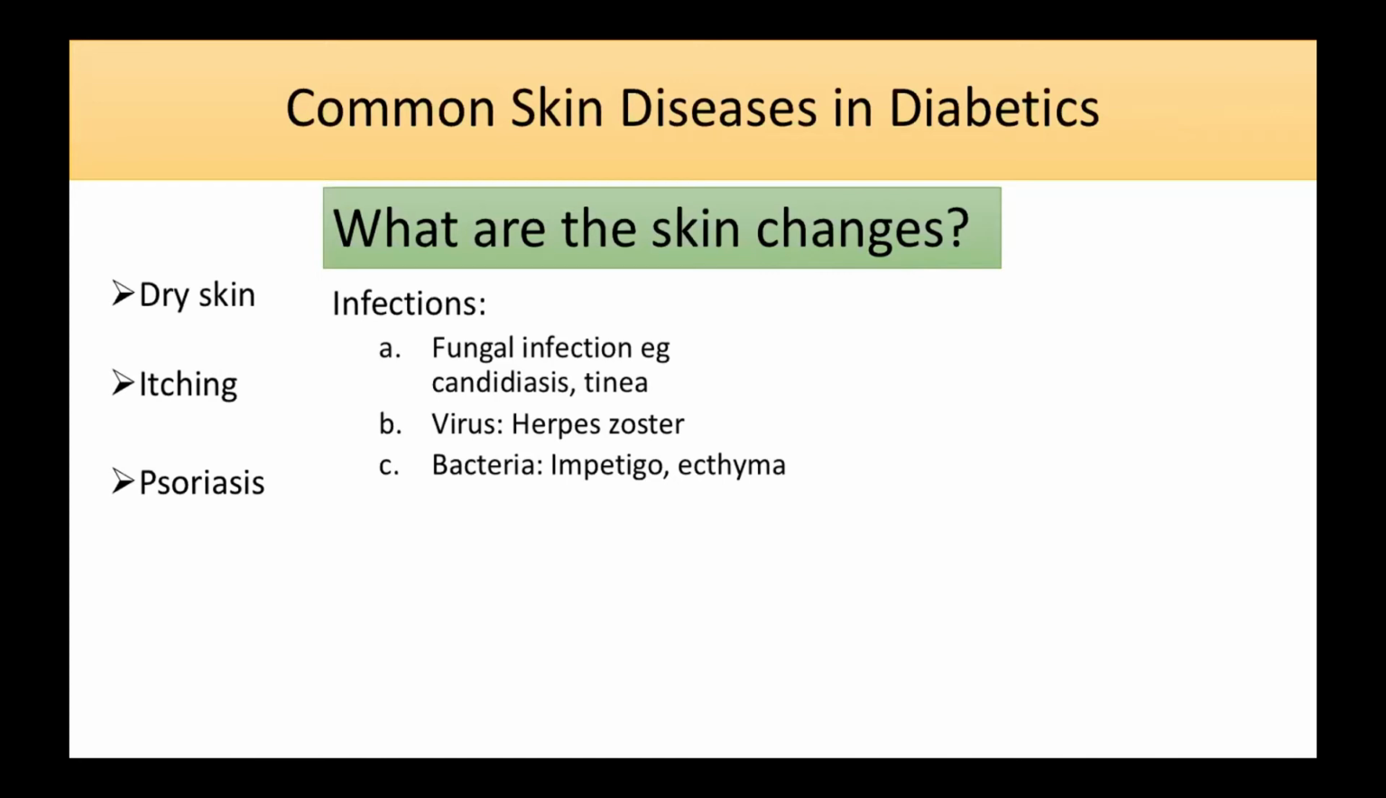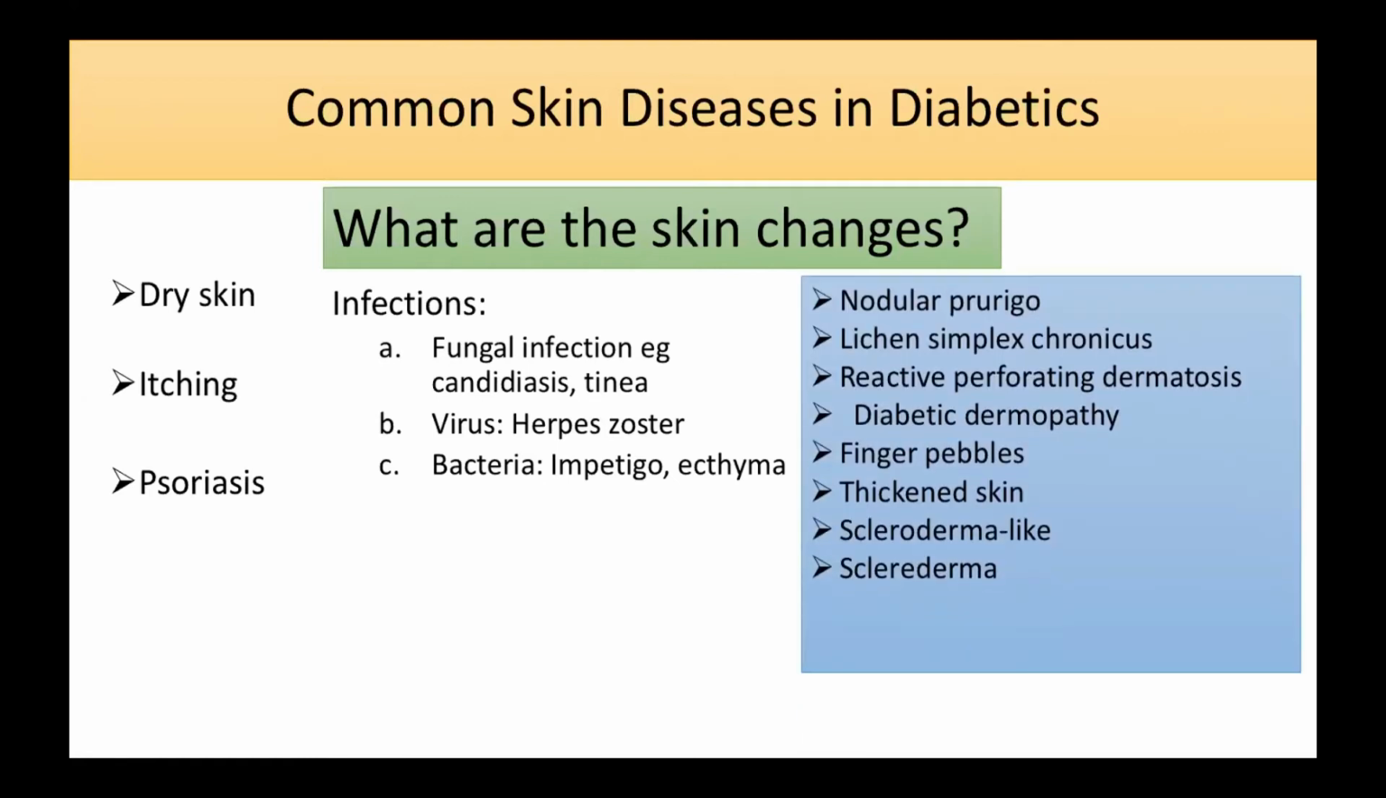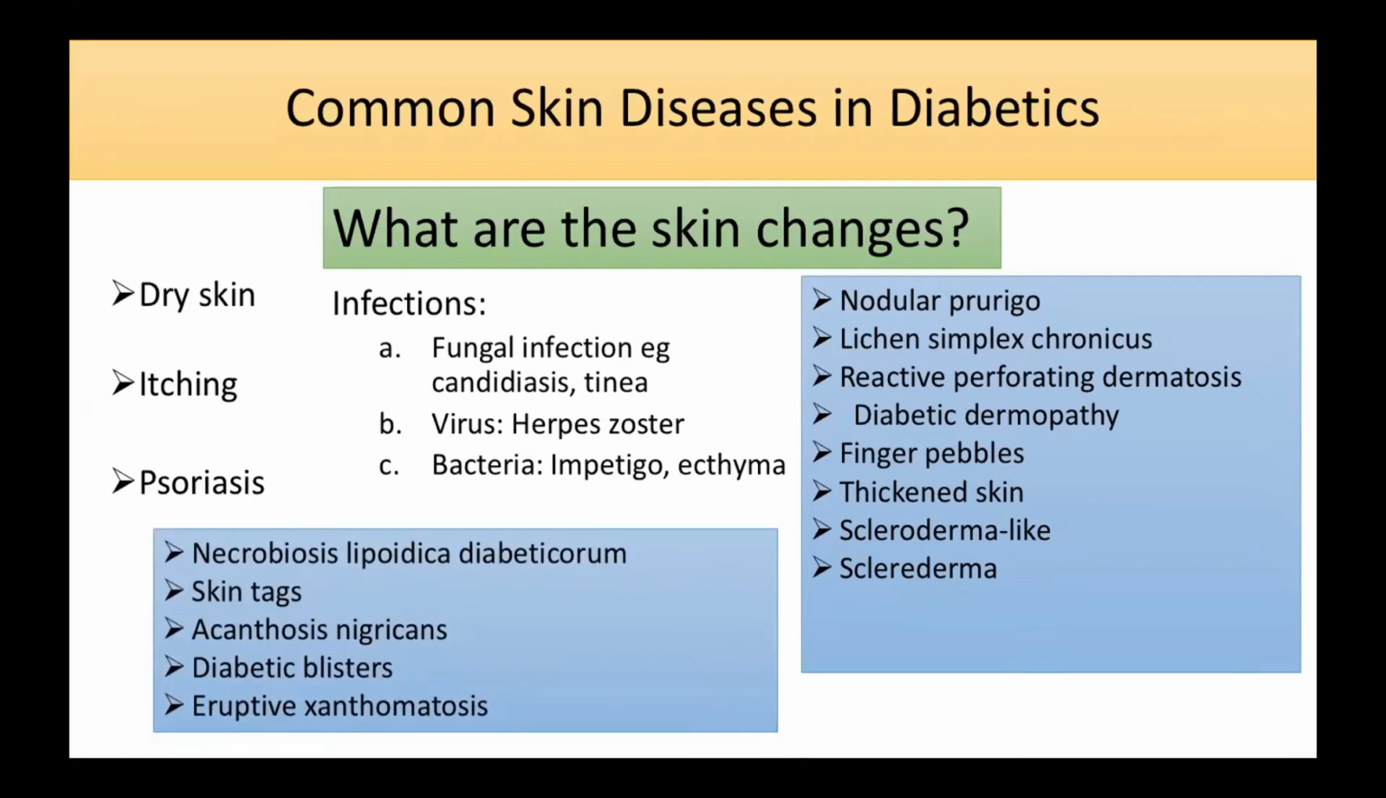lower and you are more prone to infection. For example, fungal infections like candidiasis and tinea, there are various types of fungal infection, and of course, viral infection like herpes zoster, and bacteria like impetigo or ecthyma. So there are many types, not limited to these. There are many other types of infection, and there are still a lot of skin disorders that can occur in diabetes. The list is long, so I'm not going to elaborate on that, but some of it can be associated with diabetes and is very common, like skin tags or acanthosis nigricans.